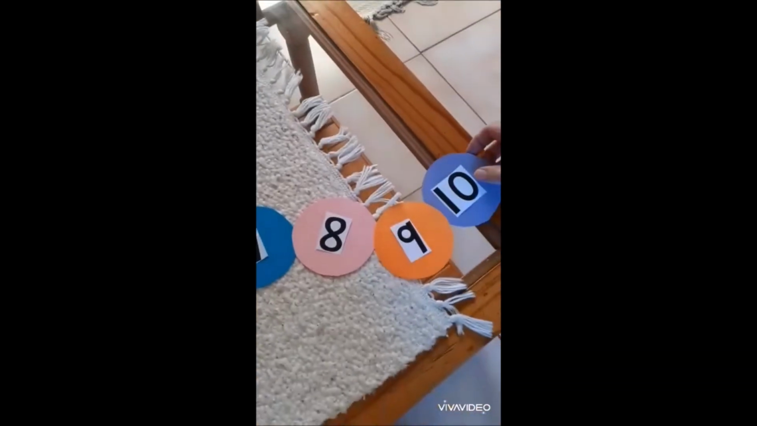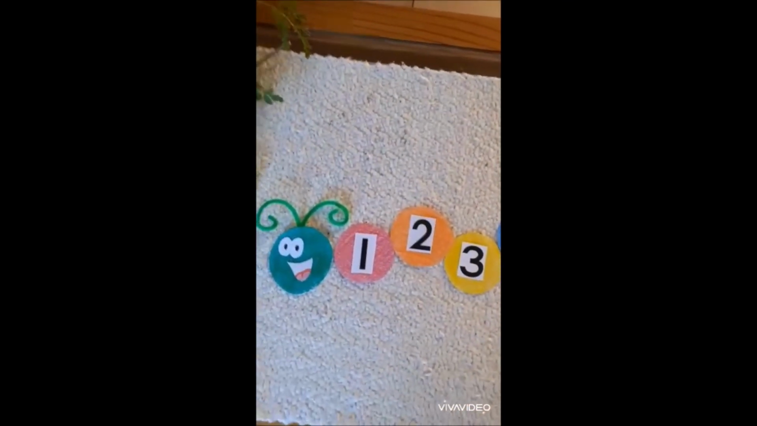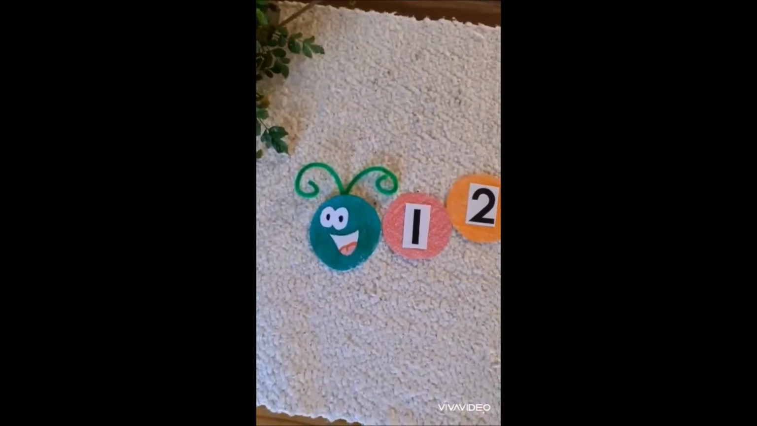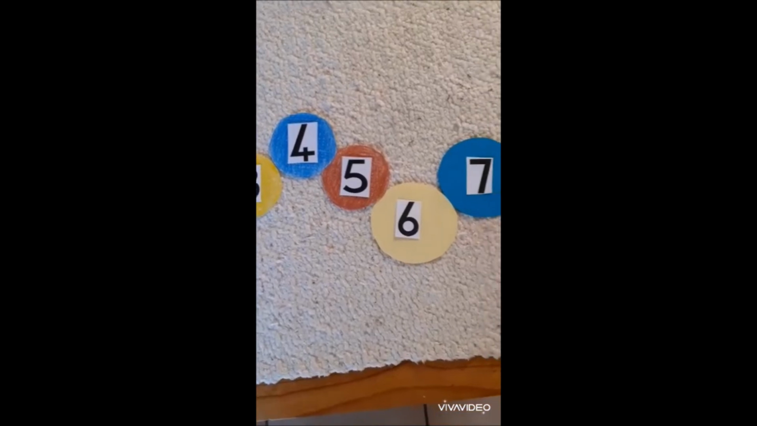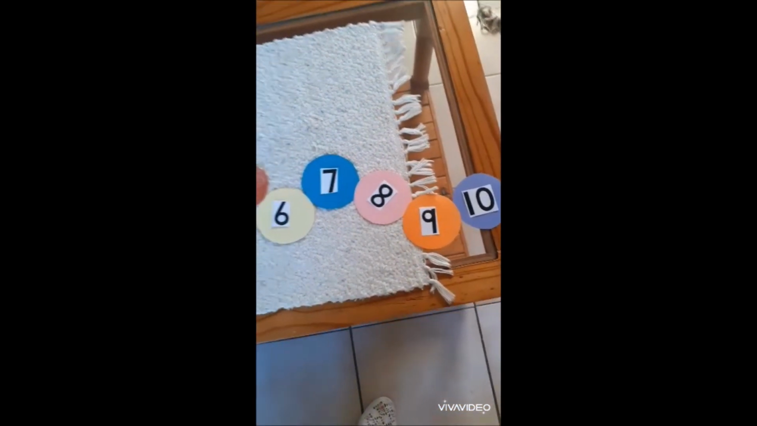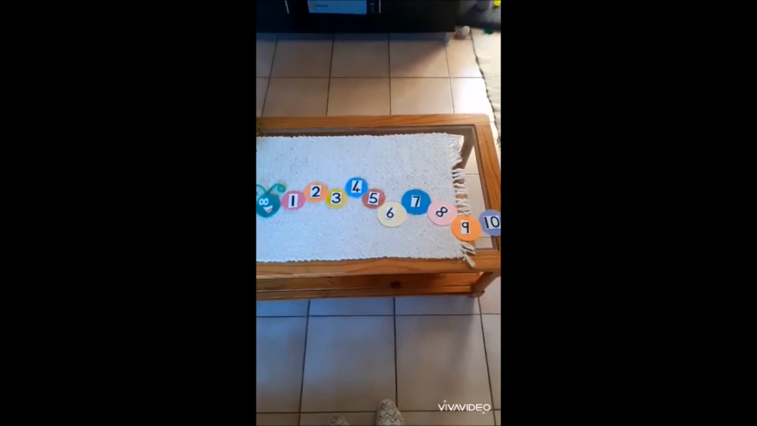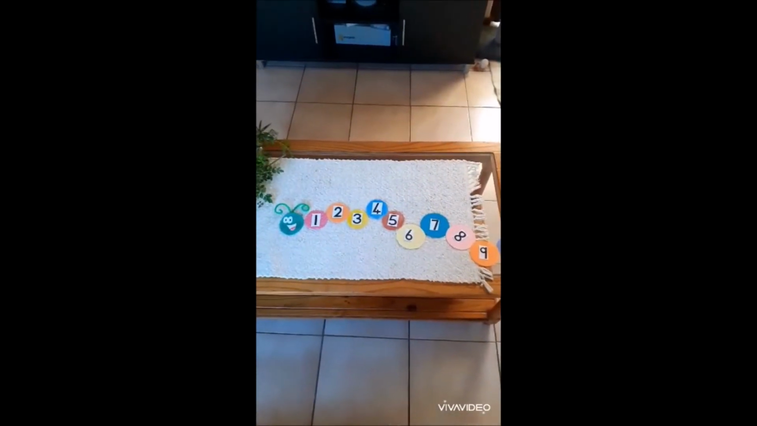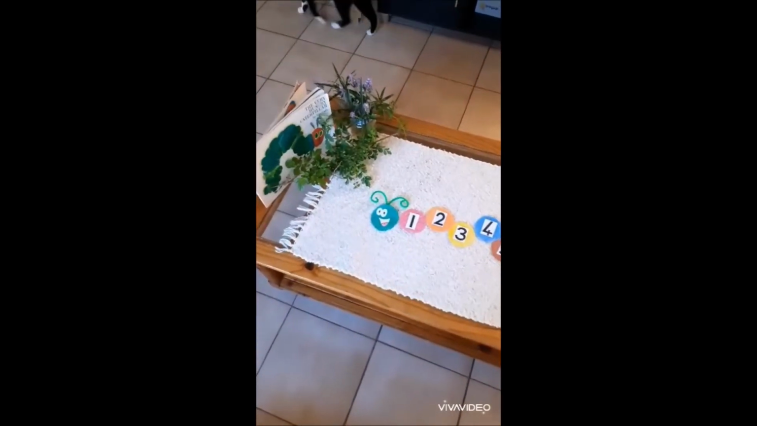Now we've got all our numbers in order. Let's have a look. 1, 2, 3, 4, 5, 6, 7, 8, 9, and 10. There's our caterpillar all done. And he's very, very happy. And he's on his way now to the leaves where he can eat.